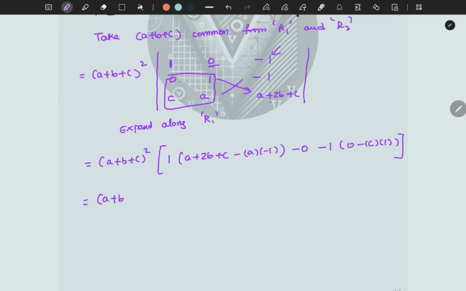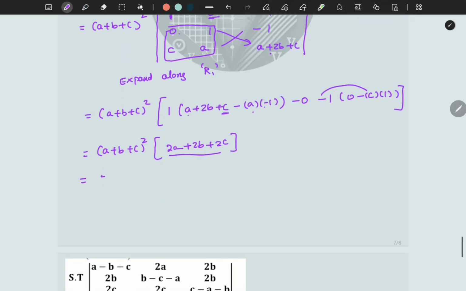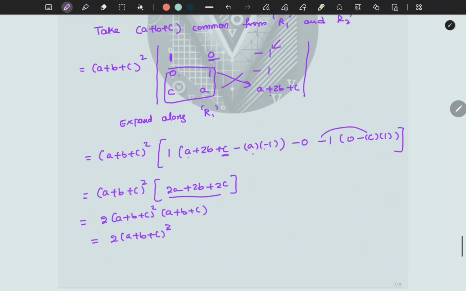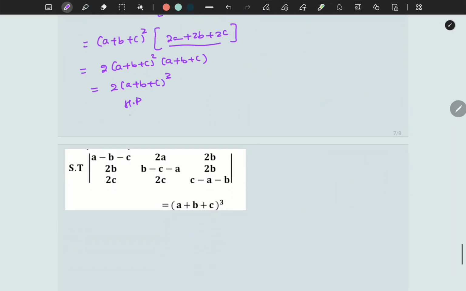So we get a plus b plus c whole square. Now a plus a is 2a plus 2b. Now c, so minus 1 into minus c is plus c. So we get c plus c is 2c. Can we take 2 common from here? Definitely yes. So we get 2 times a plus b plus c whole square into a plus b plus c. So we get 2 times a plus b plus c whole cube. I think that's what we have to prove here, right? Perfect. So that's it. We can say hence proved.